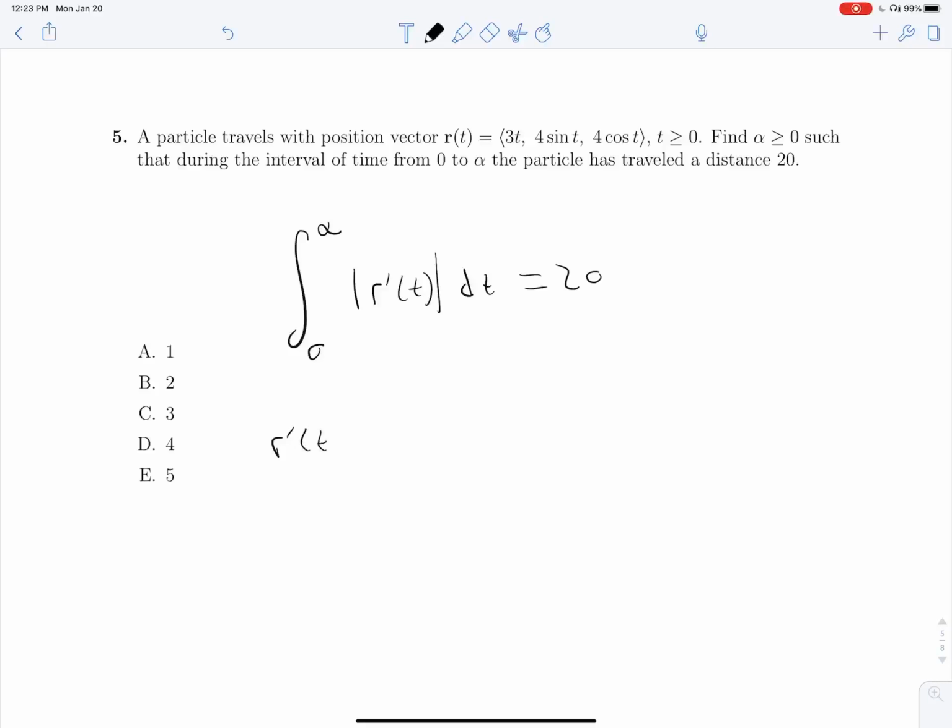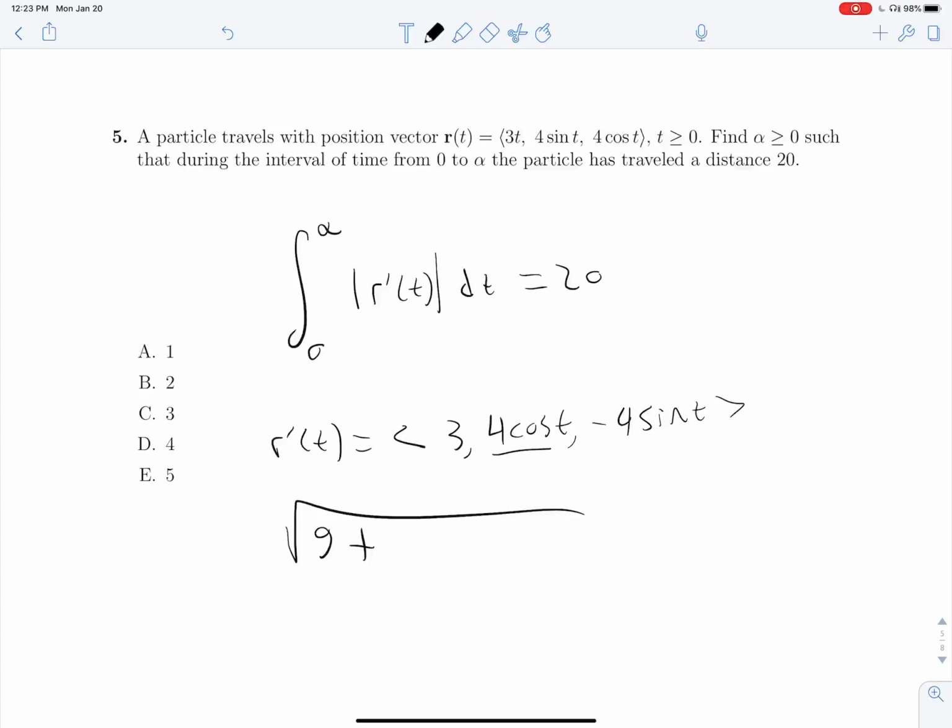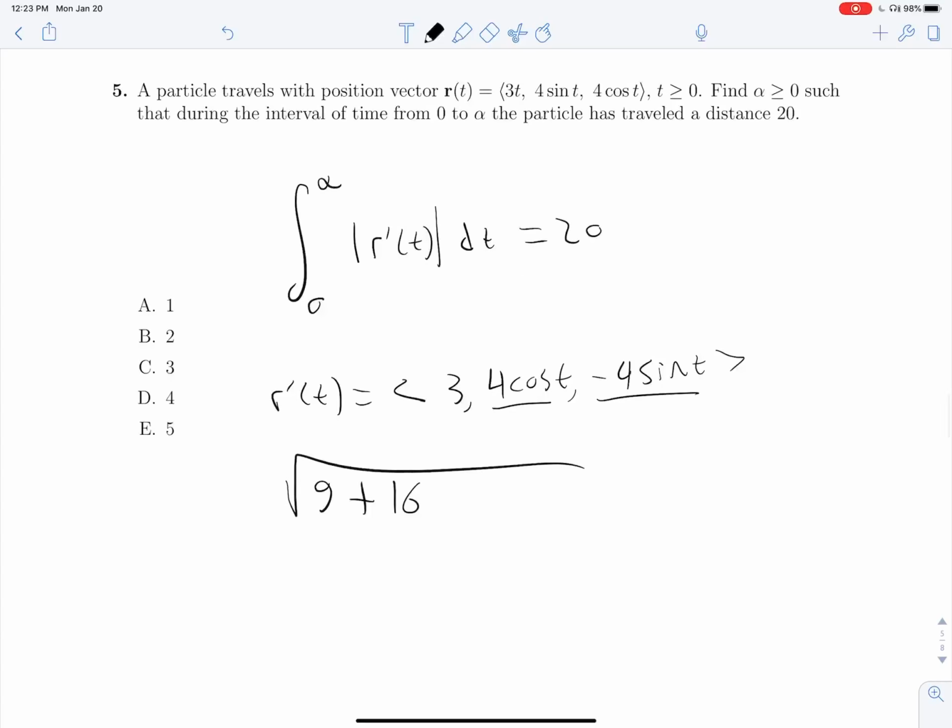R prime of t will be 3, 4 cosine t, negative 4 sine t. The magnitude of this will be the square root of 9 plus 16 cosine squared t plus 16 sine squared t, so plus 16. We can simplify that right off the bat, and all of this will be root 25, or just 5. And so we can replace our magnitude, r prime of t, with a 5 in here.